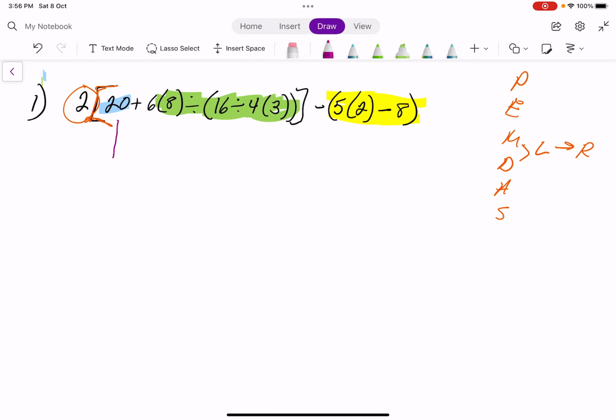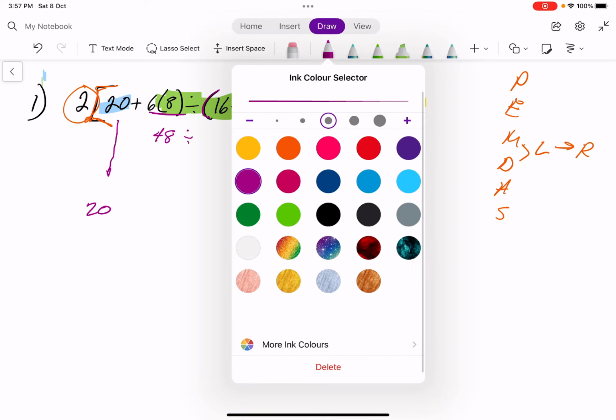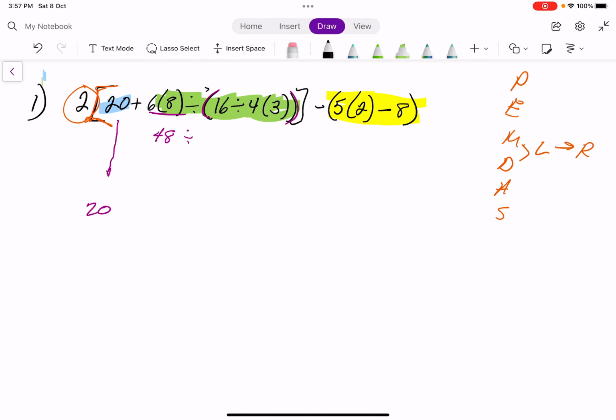So when I go to do this, here I have this 20. So I know that this 20 is going to come down to just be a 20. So it's 20 plus or 20 minus, depending on after we multiply if there's any negative numbers. So here I see 6 times 8. So that needs to be done first. So it becomes 48. And then it's divided by everything that follows in this parentheses. And within this parentheses, what we need to do first is our division, because it came first in our left to right. So 16 divided by 4 is 4, and then we will multiply the 3 at the end. So it's 48 divided by 12. So now we have 20 plus 48 divided by 12.